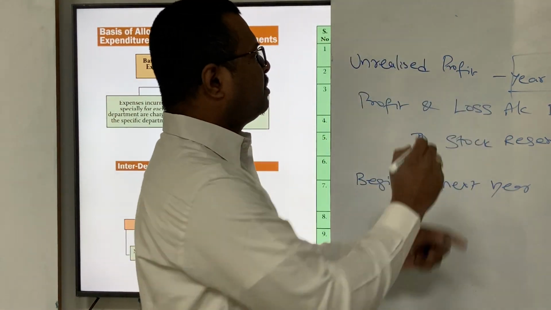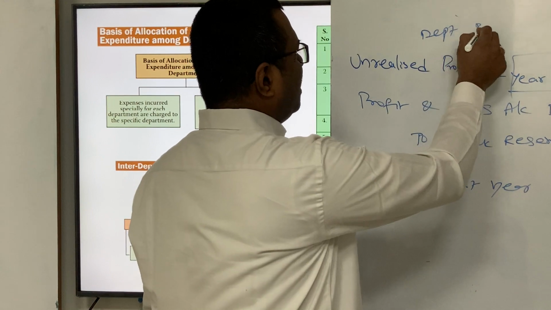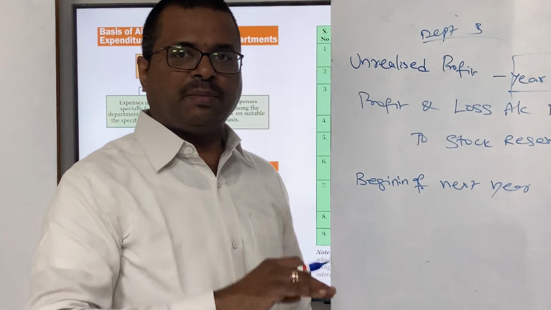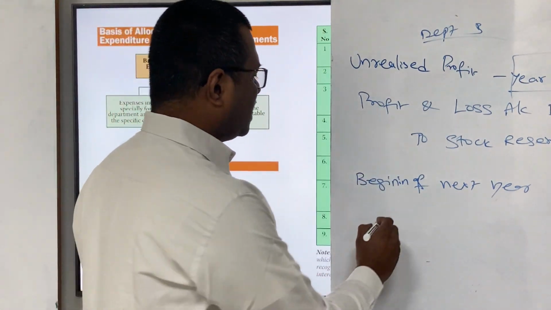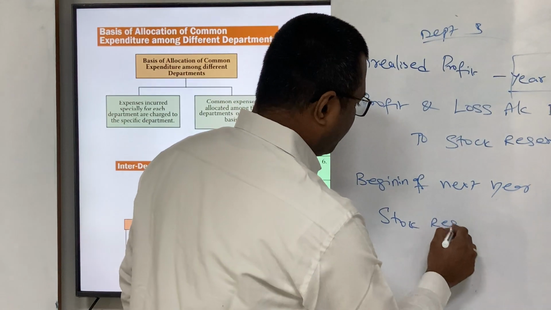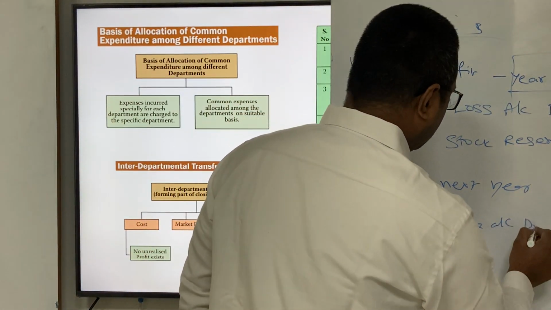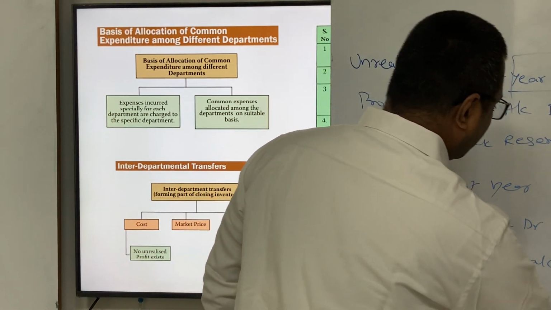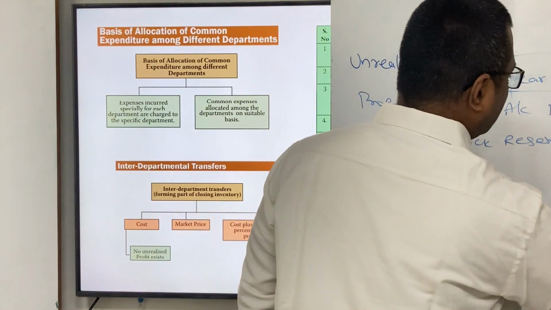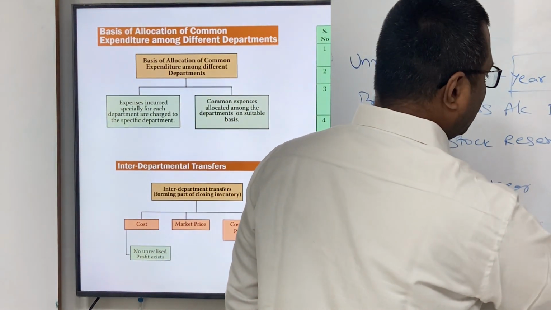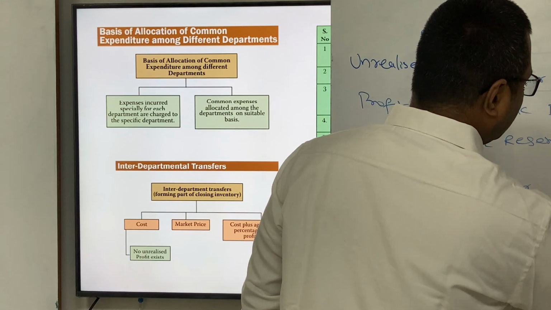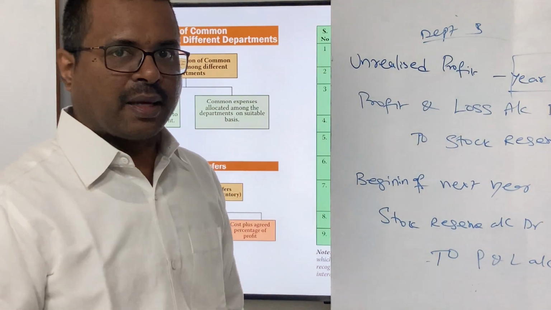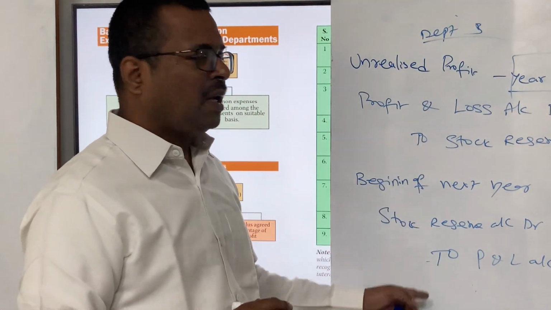again the cost of department B will become 115 only. The cost of department B is 115 because they have purchased the material at 115 rupees from department A. So they have to reverse this entry. Stock reserve account debit to profit and loss account 15 rupees. In this case, the closing stock of the previous period of 100 rupees will be increased by 15 rupees, and opening stock will become 115 again. That is the way how it has to be accounted.